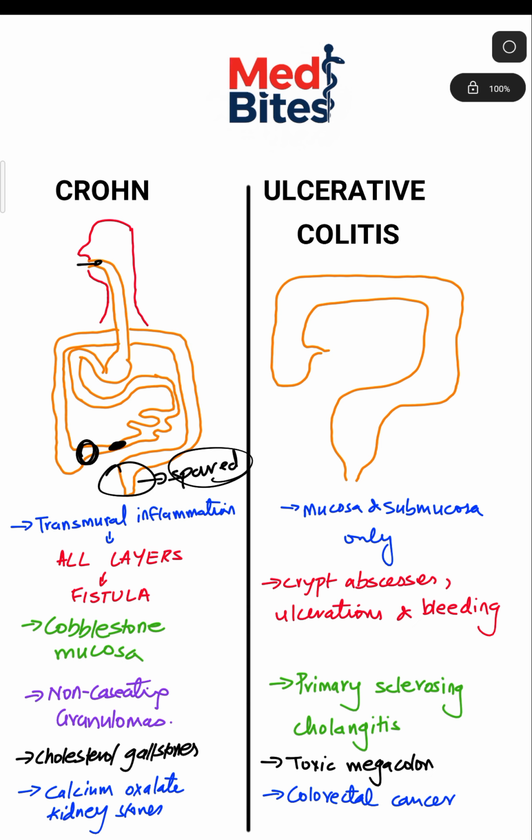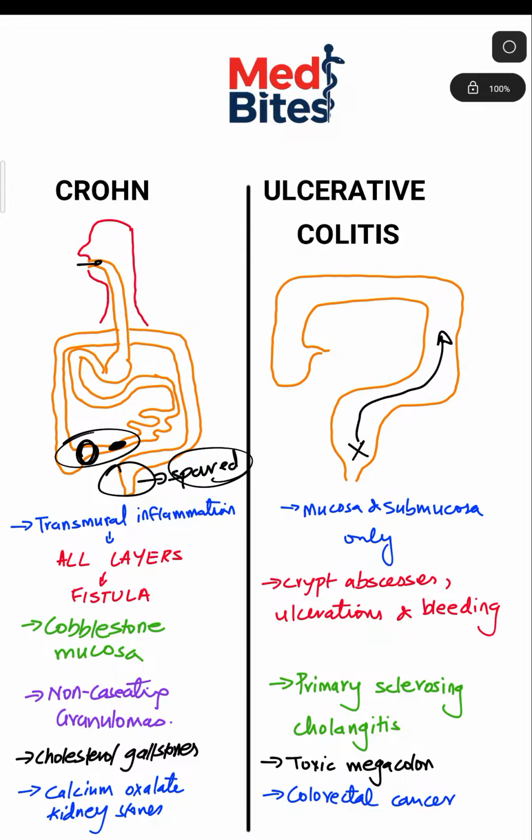Now, ulcerative colitis, as the name suggests, colitis, inflammation of the colon. It only involves the colon, and it always starts from the rectum and spreads upward continuously. There are no skip lesions. So, Crohn's, skip lesions. Ulcerative colitis, continuous lesions starting from the rectum.